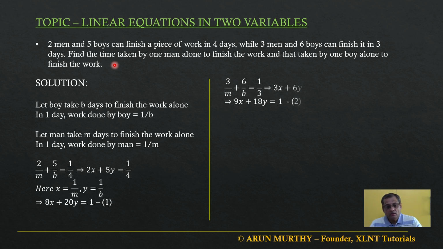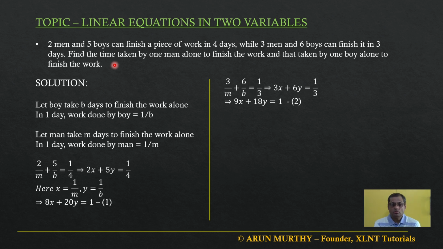Similarly, if you look at the second part of the question, 3 men and 6 boys finish the work in 3 days. That means in one day, 1/3 of the work will get completed. This comprises the work done by the 3 men, which is 3 by m, as well as the 6 boys, which is 6 by b. So we get the second equation: 3 by m plus 6 by b is 1 over 3. Again we substitute x for 1 over m and y for 1 over b. So we get 3x plus 6y is 1 over 3. Multiply both sides by 3 and you get 9x plus 18y is equal to 1. So we have equations 1 and 2.